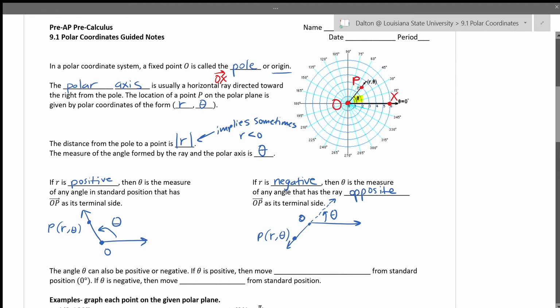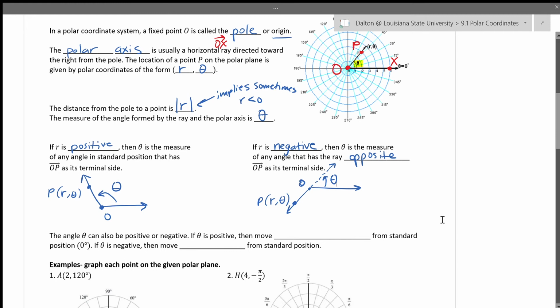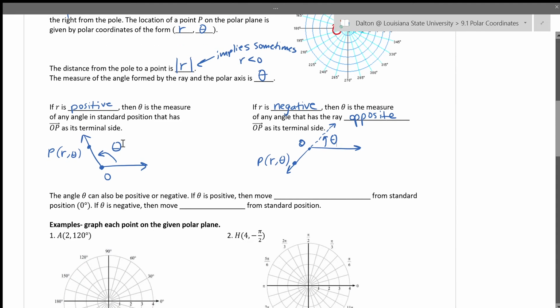Now, if you're royally confused, don't fret. I think this gets a lot easier when we actually do examples with numbers and you're not just talking about the variables r and theta. So hang tight there. Now let's talk about theta.